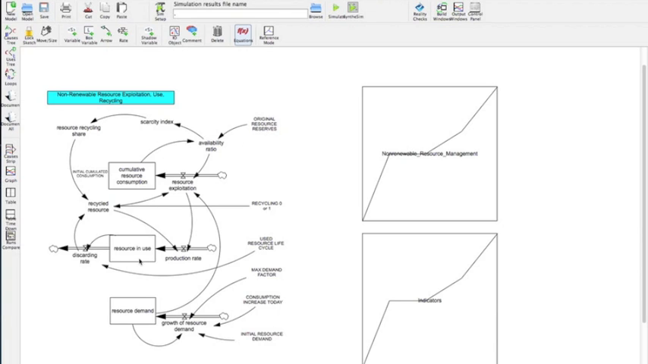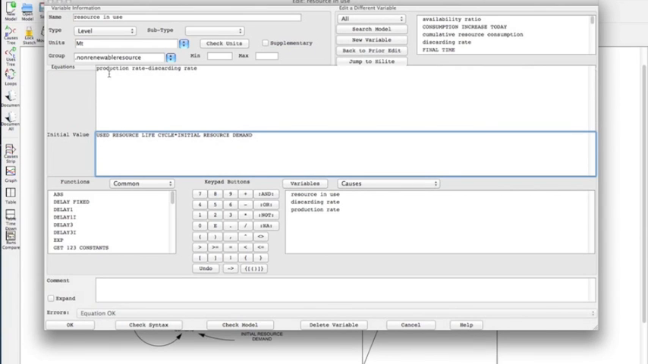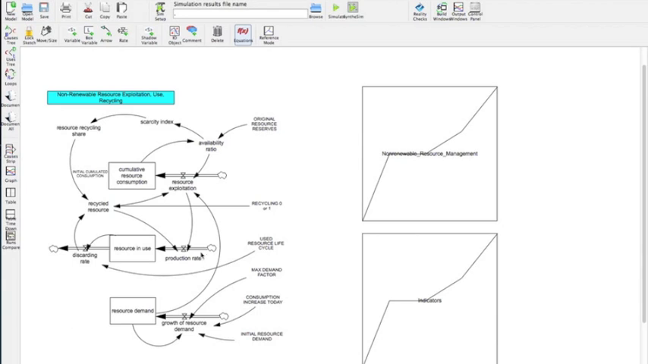So let me go to the second stock here, resource in use, and the resource in use is a differential between what's getting produced and what's getting discarded. Okay, so let me take a look at this equation first for the stock. So this is essentially just the production rate minus the discarding rate. It has an initial value here that you can compute as the life cycle times the initial resource demand. And I'll talk a little bit about these variables here as well.